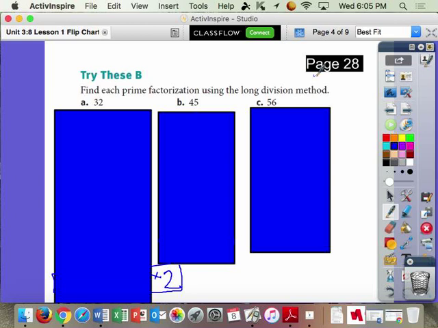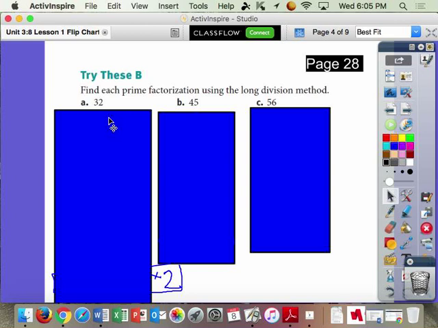Looking at page 28, I want you to pause this video. In the middle of the page, it says, try these B. I want you to try these 3 problems, and then when you're ready, we're going to come back together and talk about them.